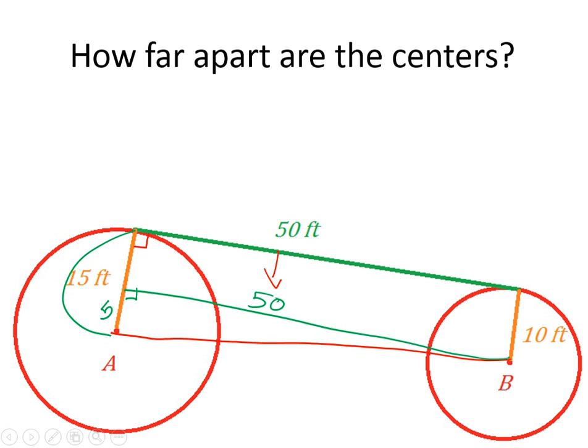So now we have a right triangle. One side's 50, the other side's 5. Now we can just use the Pythagorean theorem to find it, which gets us approximately 50.25 feet, because 50 squared plus 5 squared equals c squared. So it's just a right triangle. For this one you kind of have to manipulate it and shift it down, but it ends up being a longer number.